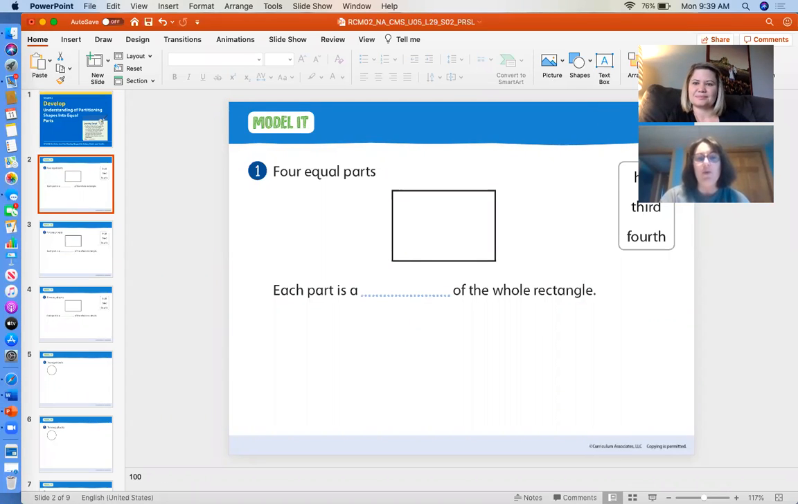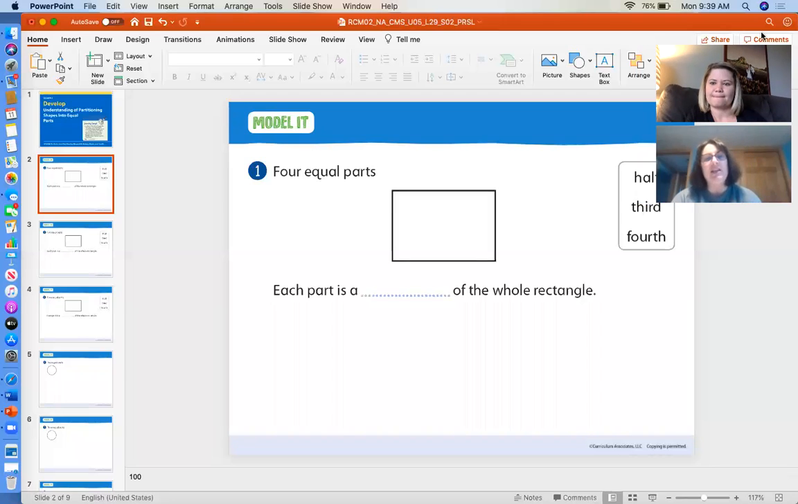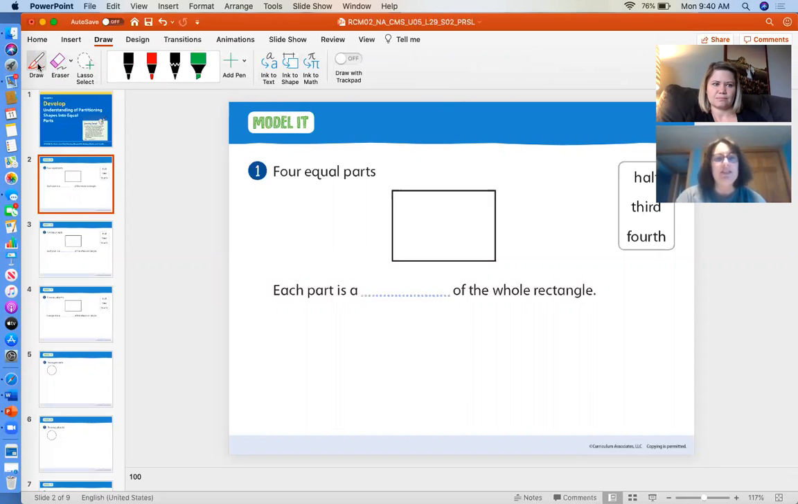So 4 equal parts. Each part is a blank of the whole rectangle. So if we just cut that really fast into 4 equal parts, however Mrs. Kraft wants to cut it, but I think the easiest way is find the middle, cut it down, and then cut it across. So it looks kind of like a window pane. Remember, it doesn't have to be perfect.